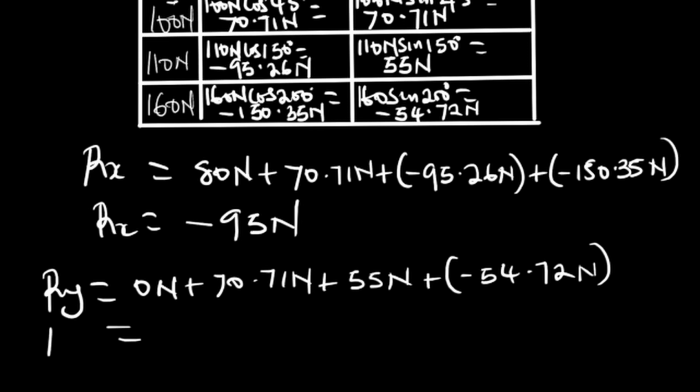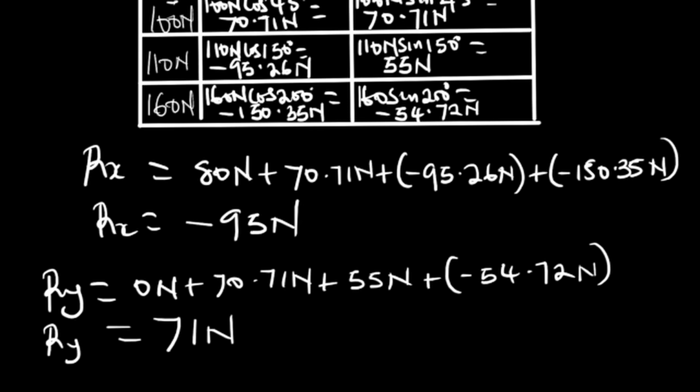So our R sub y is equal to, here we have a 0 plus 70.71, and the next one is plus 55 minus 54.72. What are we getting? We're getting 71. So we have 71 newtons. Okay, good. Now we have found our x component and y component of our resultant vector.